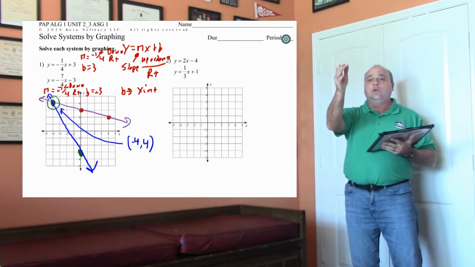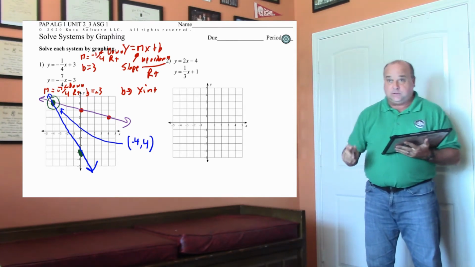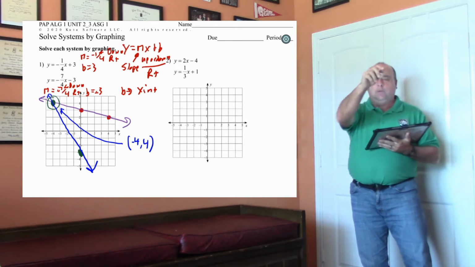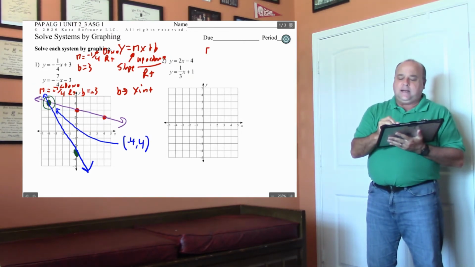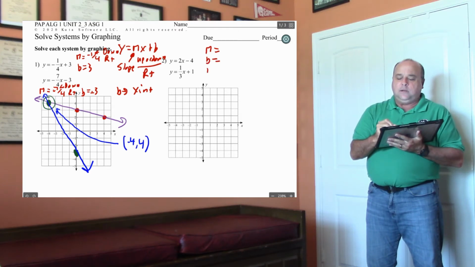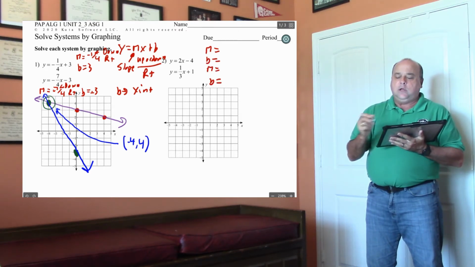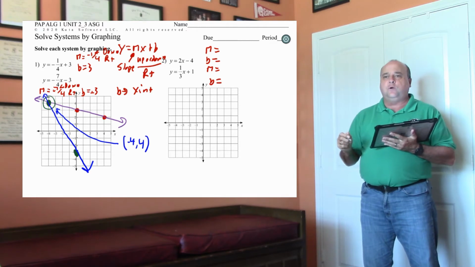Hence, it's the solution to the systems of equations. Let's do number 2. We're going to do 4 of these together. So remember, on all these problems, write down m equal, b equal. M equal, b equal. I want you to get the slope and y-intercept for every one of them.